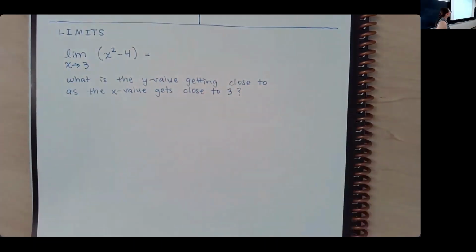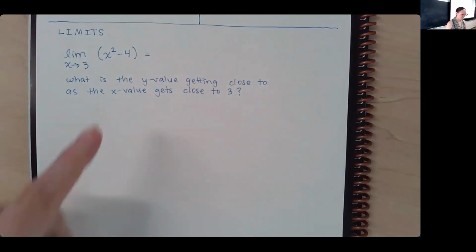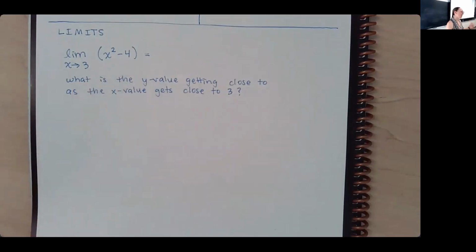Now, the reason that I started with this is we already know how to find y values. If I have the equation of a function, I find the y value by plugging in the x value. And it's totally fine to do that with limits, as long as the answer you get is a number. So the first step I'm always going to try with a limit problem that involves functions is to plug the number in and see what happens.